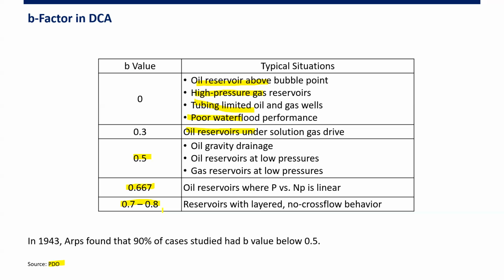Okay, and lastly, this is very important: in 1943, Arps, the father of decline curve analysis, found that 90% of the cases studied had B value below 0.5. We tend towards the exponential decline in those cases, right?